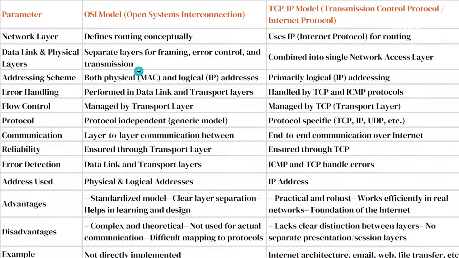Addressing schemes are also there: here, both MAC and IP addresses are there, or else logical address, primarily only the logical IP address is there. Error handling was performed by the data link layer and transport layer, and here it is done by TCP, transmission control protocol, and internet control message protocol, ICMP.